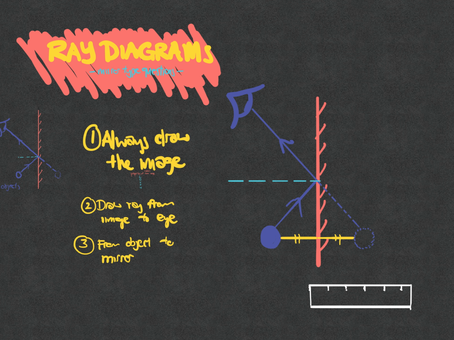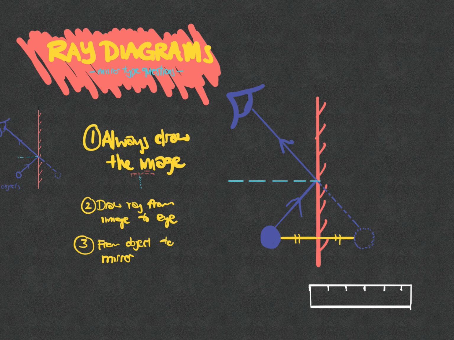Okay, so very typically, when you see it, first you draw the image, then you draw a ray from image to eye. Then after that, it's not really here, right? It actually comes from here, isn't it? So draw from object to the mirror. You don't need to draw this part over here, but it's a very good way to check that my angles are equal, because that's the real science behind it.